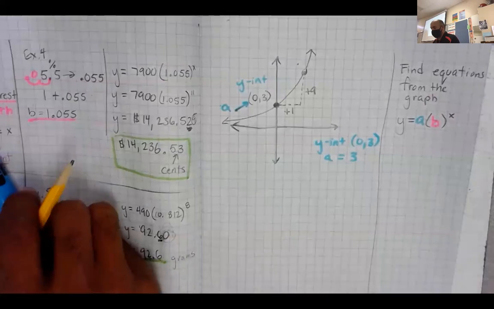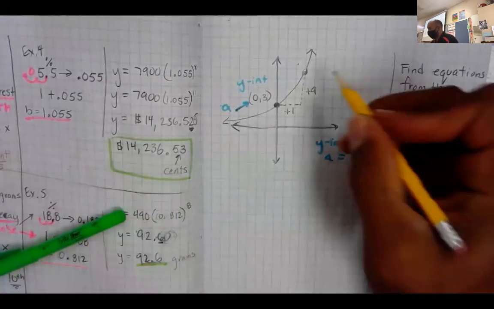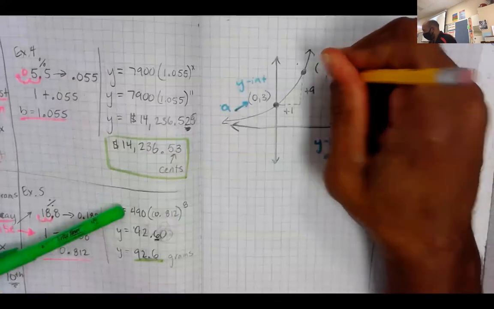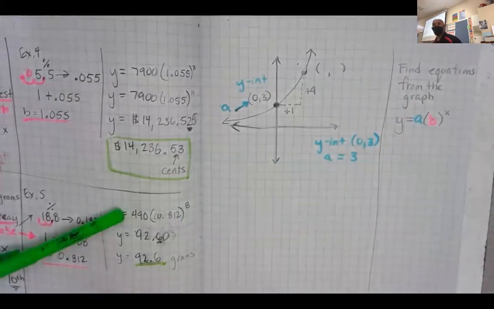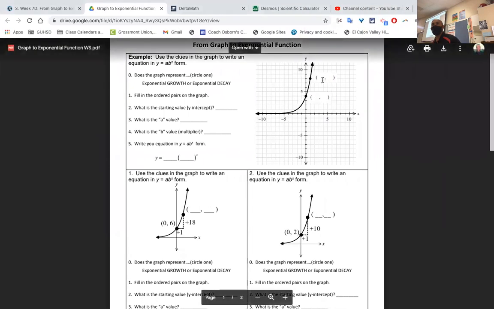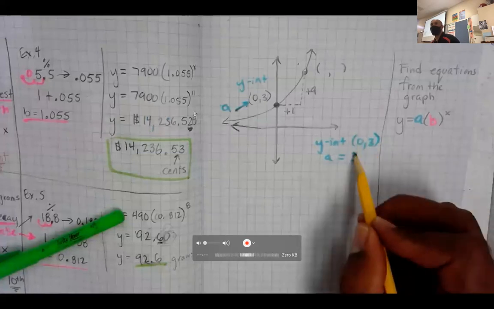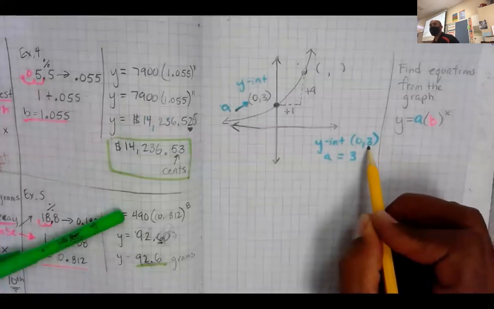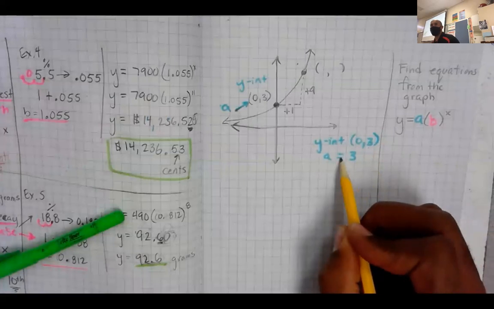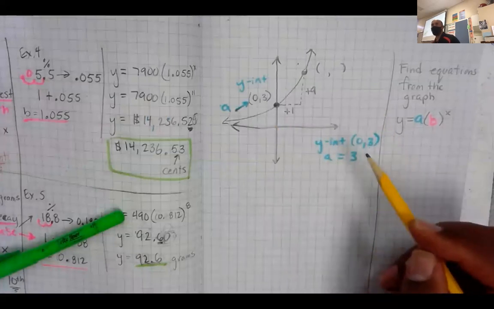But then the question is, what is that number right there? And on the graph, it'll look like that, especially in the first example. If you look at the worksheet, you can see it's blank, right? Because it wants you to fill it in. So it asks you questions like, fill in the ordered pairs, which is basically just write in the numbers. What is the starting value, or the y-intercept? And what is the a value? The starting value, y-intercept, and a value are the same thing. So the starting value or y-intercept is this, and then the a value is this. Question is, what is the b value?